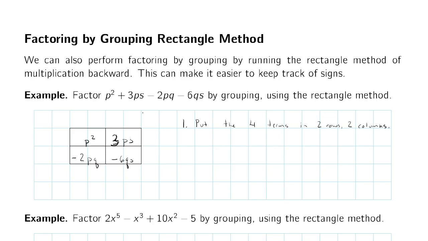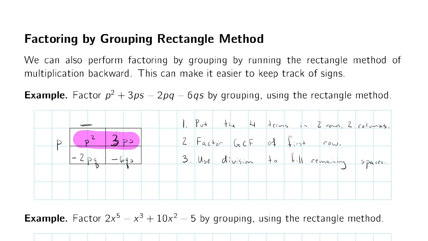Next, I'm going to look at my first row, and I'm going to factor out the greatest common factor. So here I have p squared, whose only factors are 2 copies of p. Here I have a factor of p, so my GCF for my first row is p. Now, I can actually use division to fill in the remaining spaces.